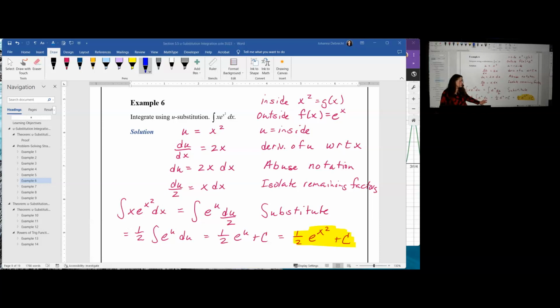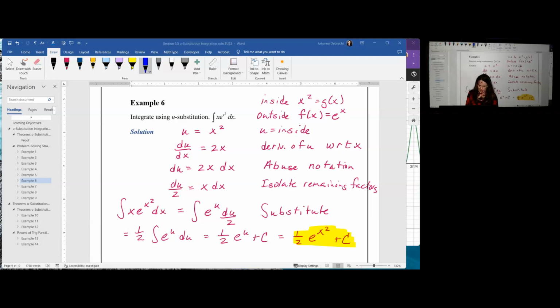Integrating with respect to u, finding the antiderivative function, gives me 1/2 e to the u plus the constant of integration. Then I back substitute to return to the original independent variable, and I get 1/2 e to the x squared plus the constant of integration.